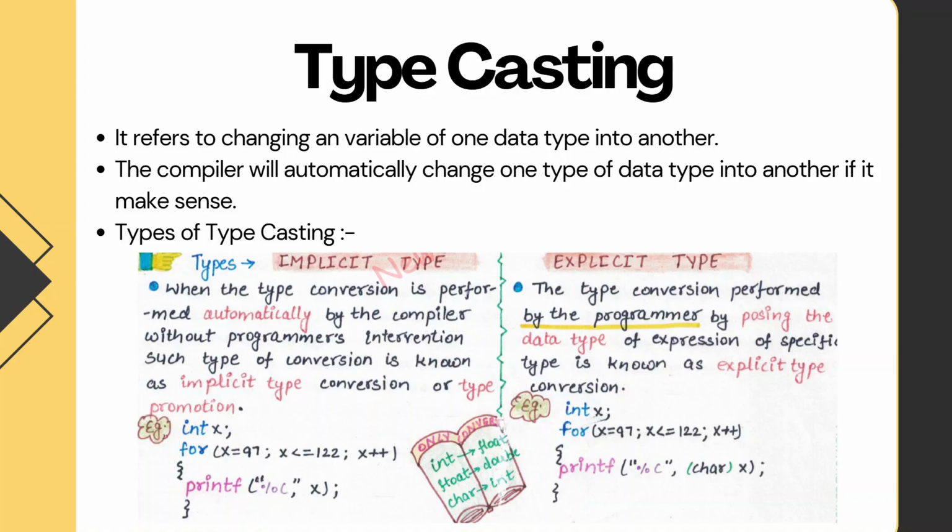Another type is explicit type conversion. The type conversion performed by the programmer by casting the data type of an expression to a specific type is known as explicit type conversion. Int x; for x equals 97, x smaller than or equal to 122, x plus plus. The line prints %c comma char of x.